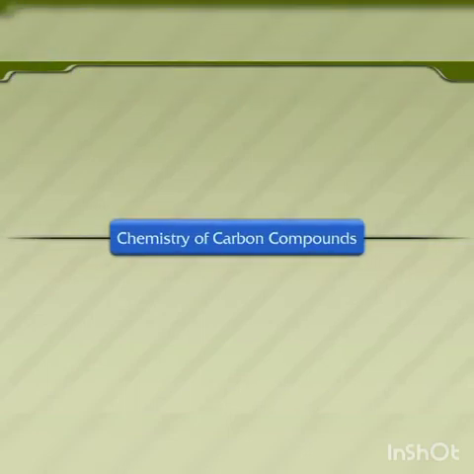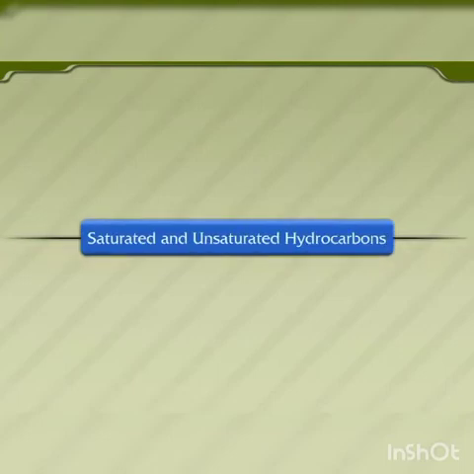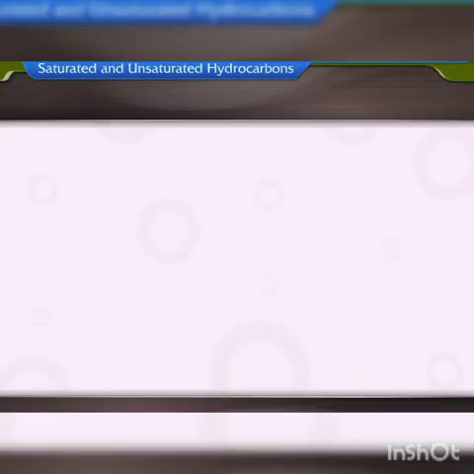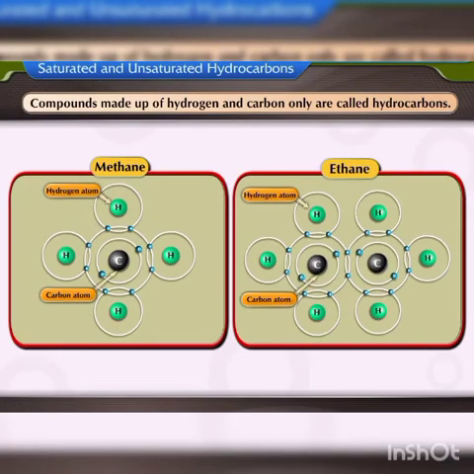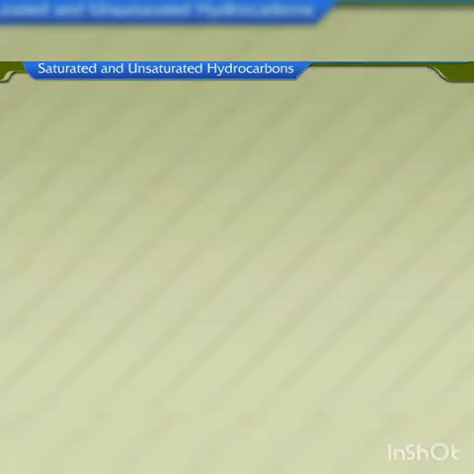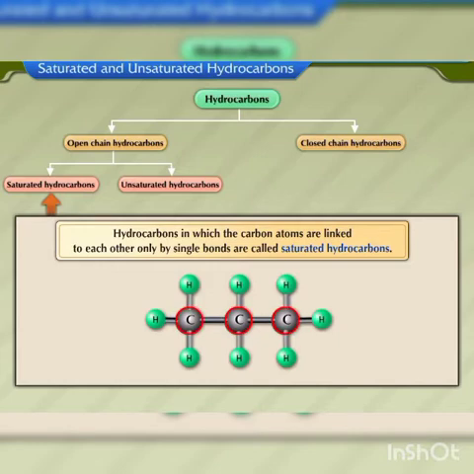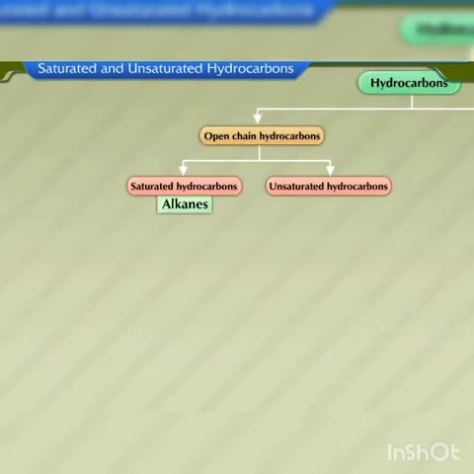Chemistry of carbon compounds. Saturated and unsaturated hydrocarbons. Compounds made up of hydrogen and carbon only are called hydrocarbons. Hydrocarbons in which the carbon atoms are linked to each other only by single bonds are called saturated hydrocarbons. Saturated hydrocarbons are also called alkanes.